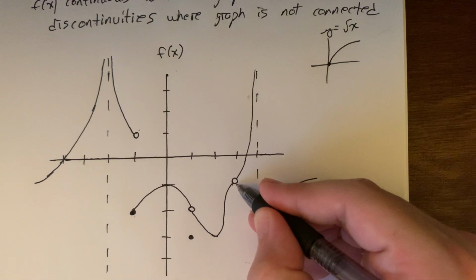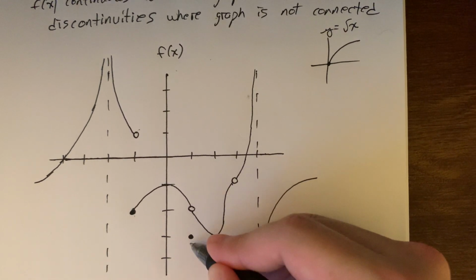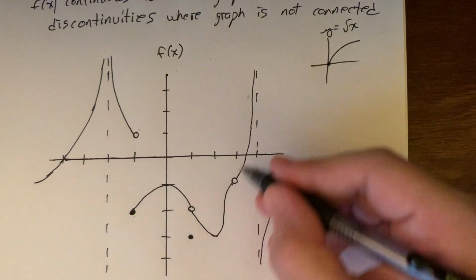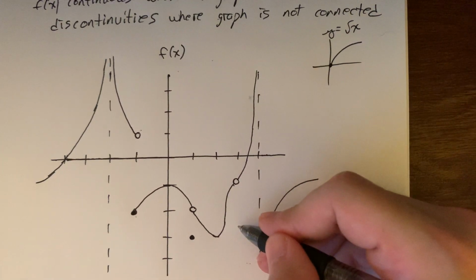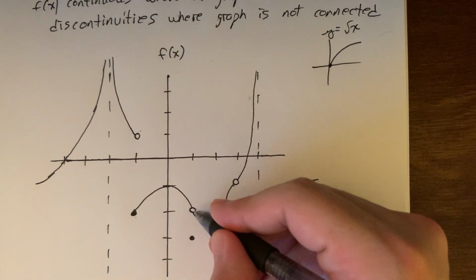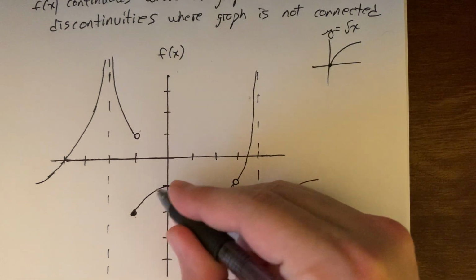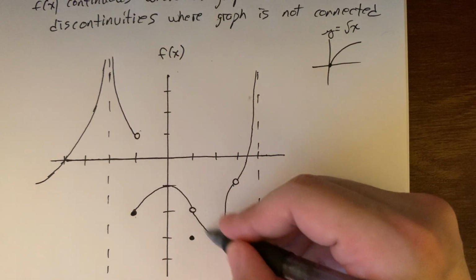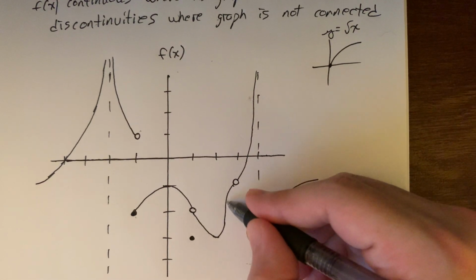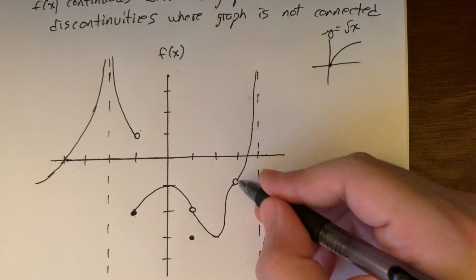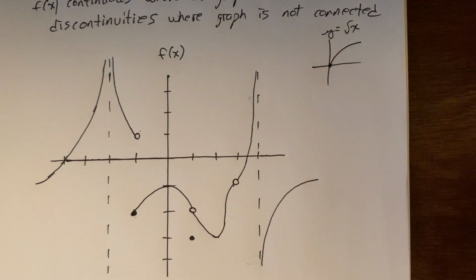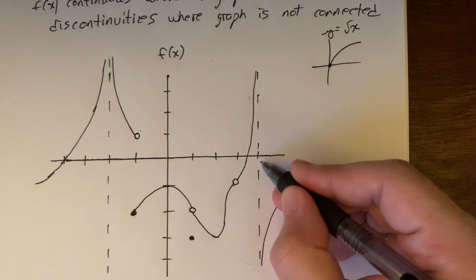And similar over here, this little open space has a filled in point at the x coordinate. This one does not, but all that doesn't matter. This little open space disconnects this region of the graph from this region. This little open space disconnects this region from this region. And then we still have one more discontinuity right here.